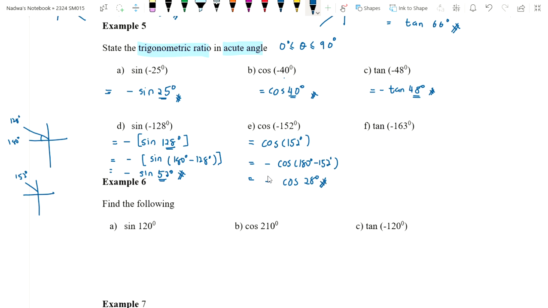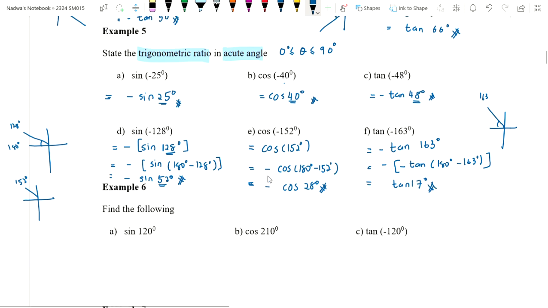And finally, when we have tangent negative 163, it's equal to negative tangent 163 degree. 163 degree is also in the second quadrant. So remember, tangent is negative in the second quadrant. So how to change 163 degree to an acute angle? 180 minus 163 degree. So the answer is negative tangent 17 degree.